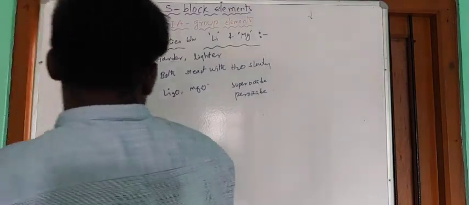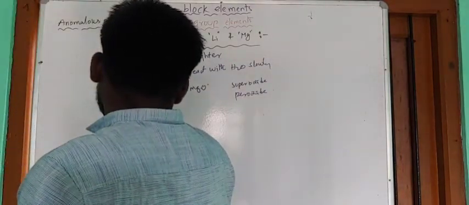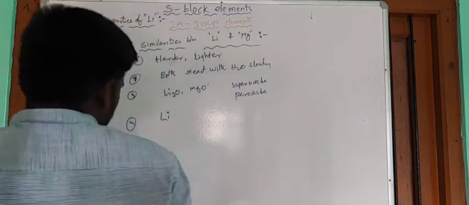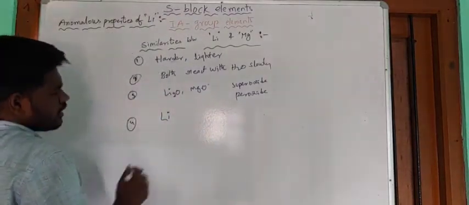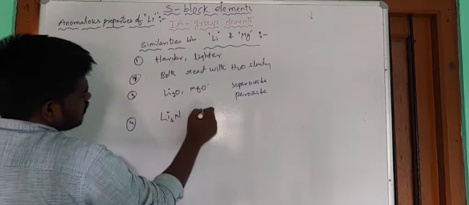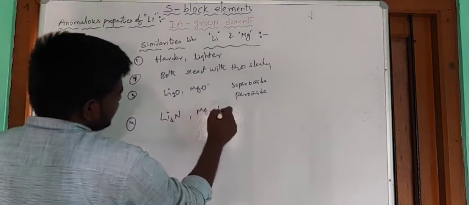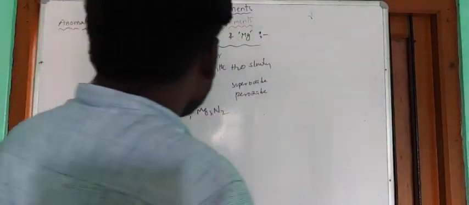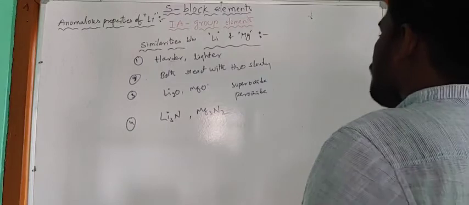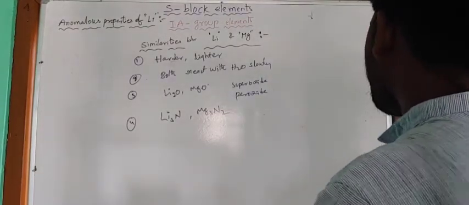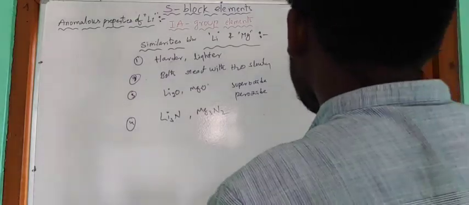And the next one, fourth point, lithium and magnesium both directly react with nitrogen and give lithium nitride and magnesium nitride. It is Mg3N2. So write these two, lithium and magnesium, both directly react with nitrogen and give lithium nitride and magnesium nitride.